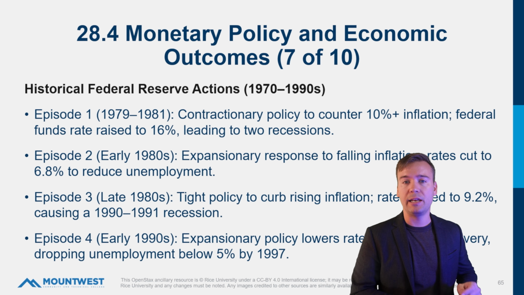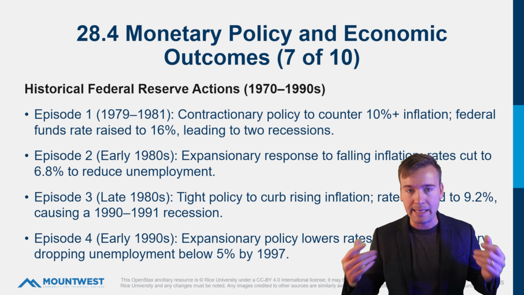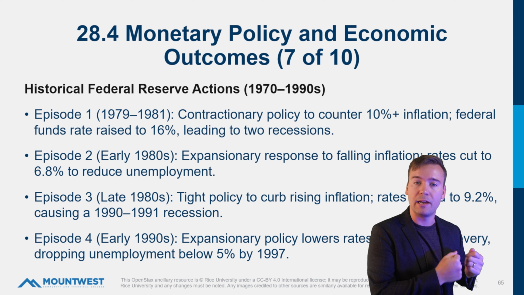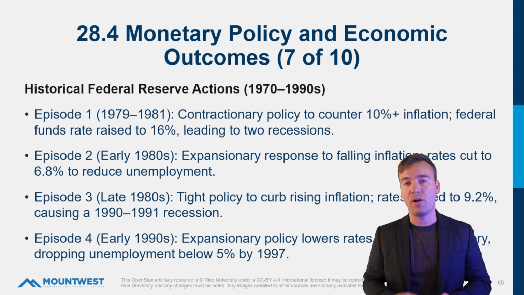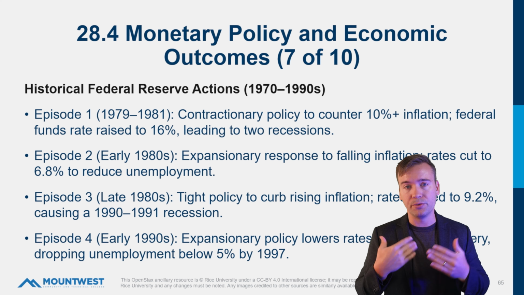Now, in the early 1990s, the Fed once again turned to expansionary policy. Again, interest rates were lowered, they stimulated growth, they reduced unemployment, and then by 1997, the unemployment rate had actually fallen below 5%. So they had a successful recovery, they returned to some stability.